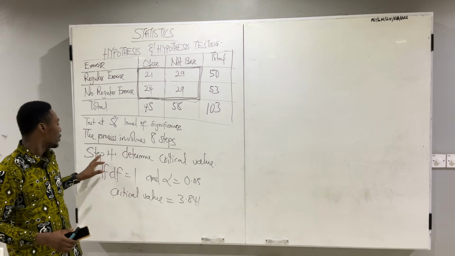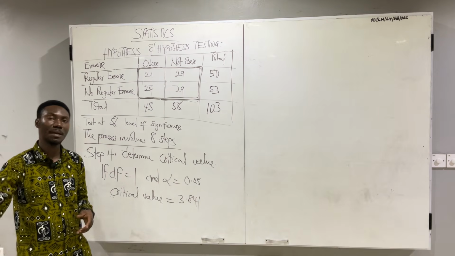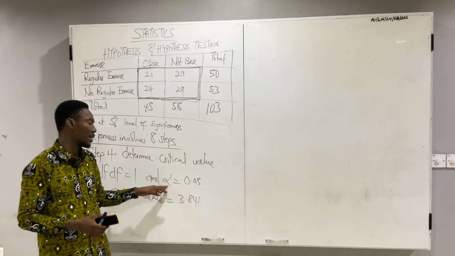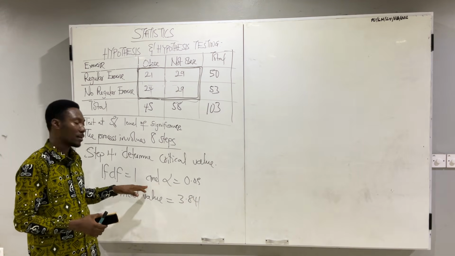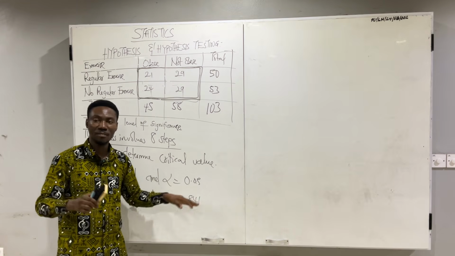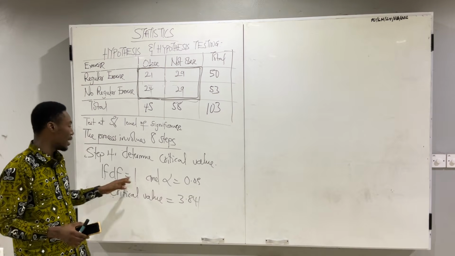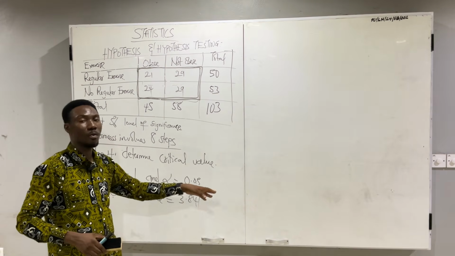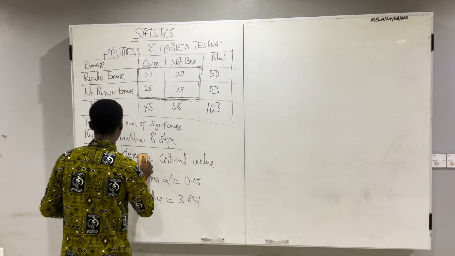So now, step 4, determine critical value. How do you determine critical value? You use step 2 and step 3. Step 2 is where you determine the degree of freedom. Step 3 is where you determine your significance level. So if df is 1 and alpha is 0.05, then you go to your chi-square distribution table to get a critical value. And for our df and significance, we had a critical value of 3.841. Now, the moment you finish doing this, you move on to step 5.